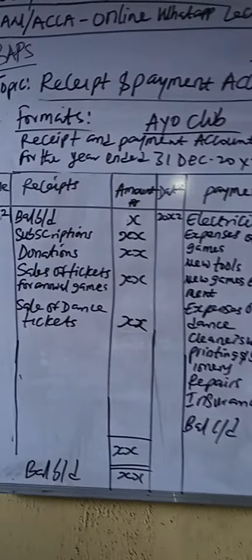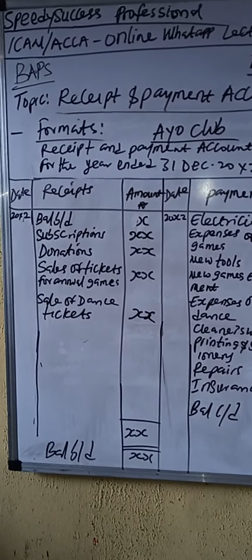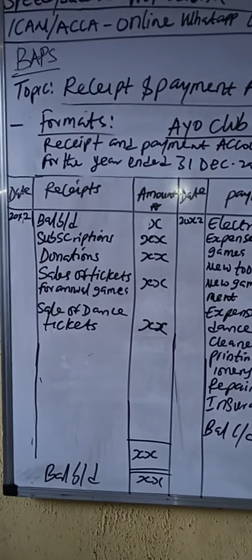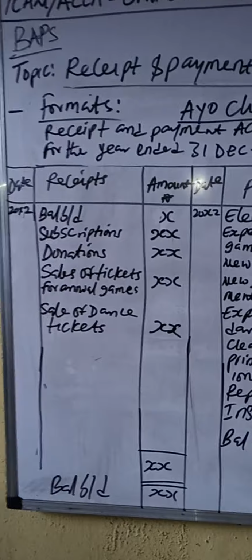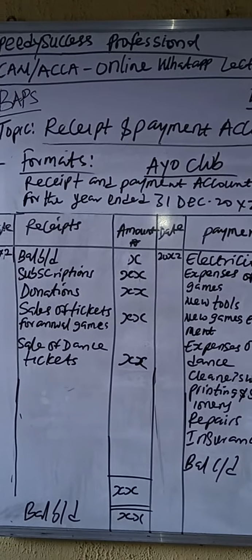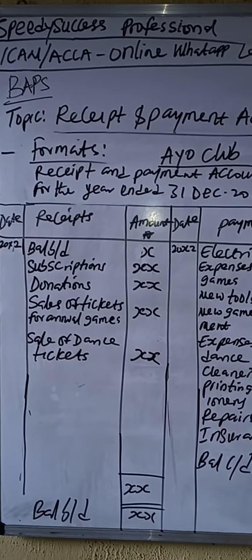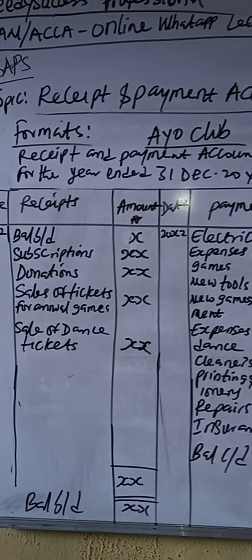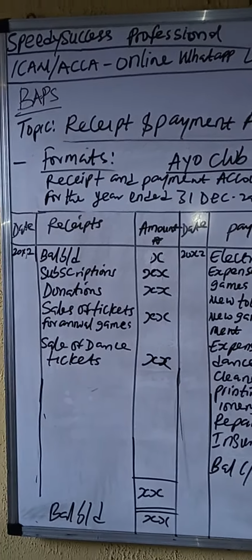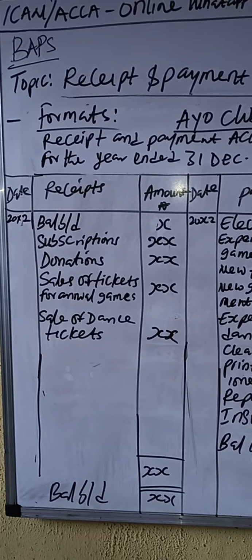All right, today we're starting with formats of receipt and payment. So we look at the receipt and payment of Aiyeolowo. To the debit side, we have all the receipts. Example is subscription. Members are expected to pay subscription. Donations are also part of receipt of a club. Sales of ticket of annual games or conferences are also part of receipts, and sales of dance or any other game also come as receipt.